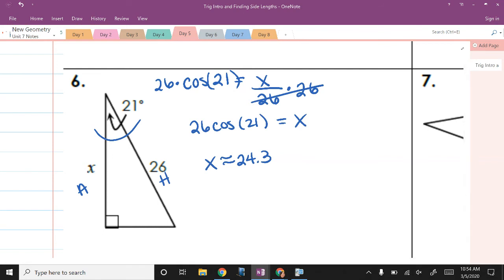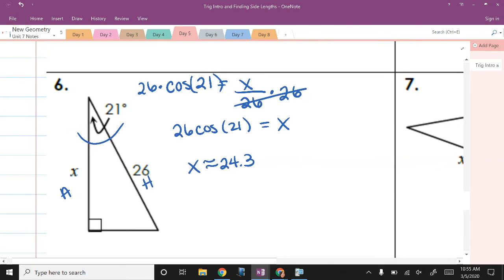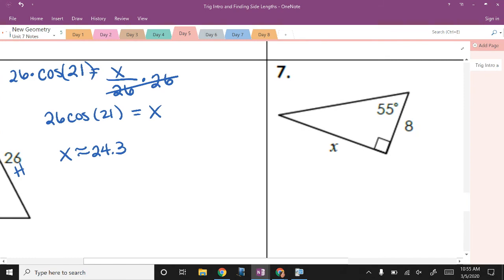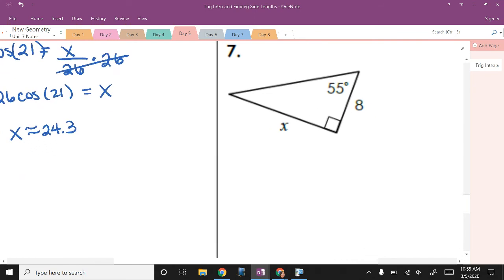Can y'all try number 7? No, you can. Yes, you can. Y'all try number 7. Because number 8's a little bit more complicated.